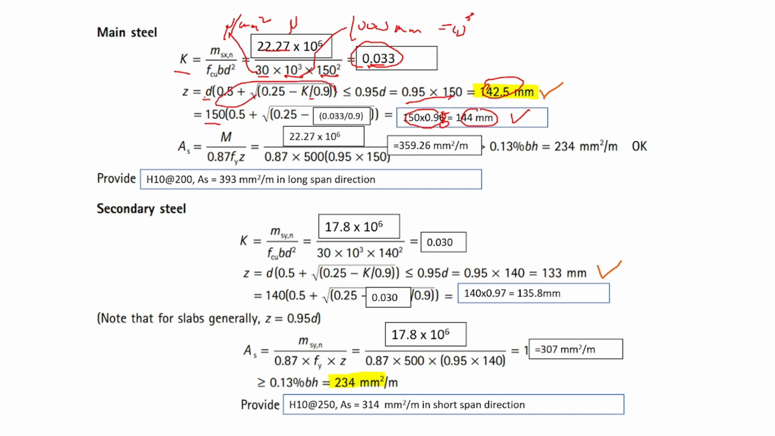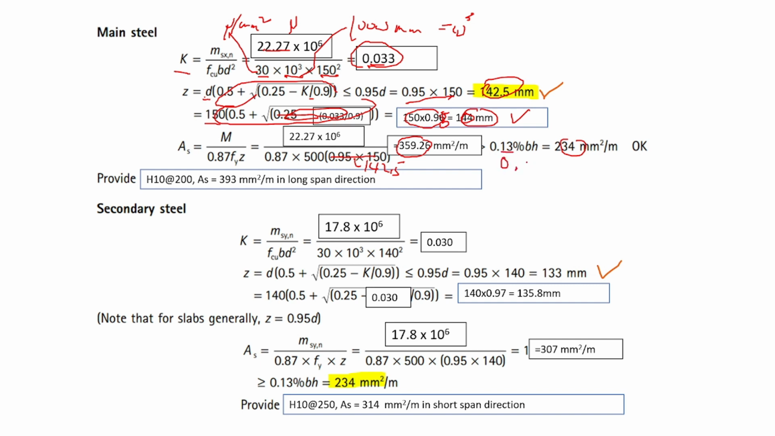This one is equal to 144. Okay, 150, and this one is 0.95. 144, 142.5, you are going to use the smaller value. So this one is 142.5. So your AS is 359.26. The minimum value is 234 only. How are you going to solve this one?